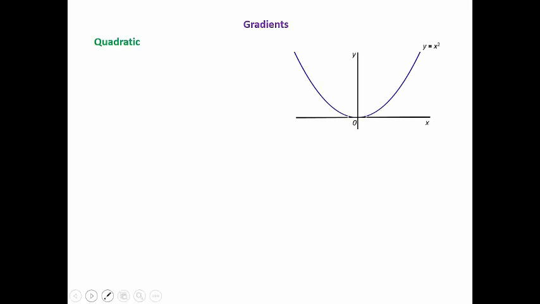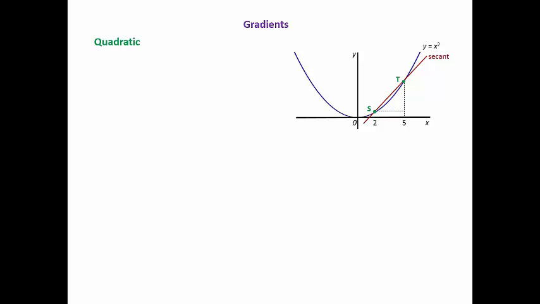So let's get started. Gradients. Let's take a very simple quadratic, the quadratic y equals x squared, a simple parabola that goes through the origin. And let's suppose you want to find the gradient of the secant that goes through those two points, S and T. Let's just take a couple of numbers. Let's take 2 and 5. They're the x-coordinates of S and T.